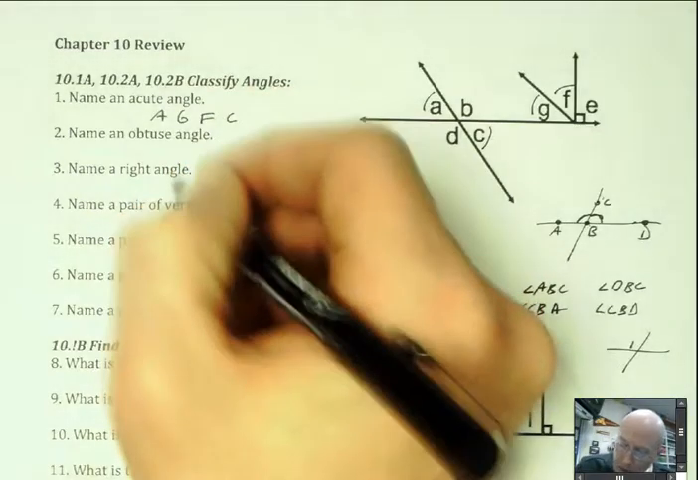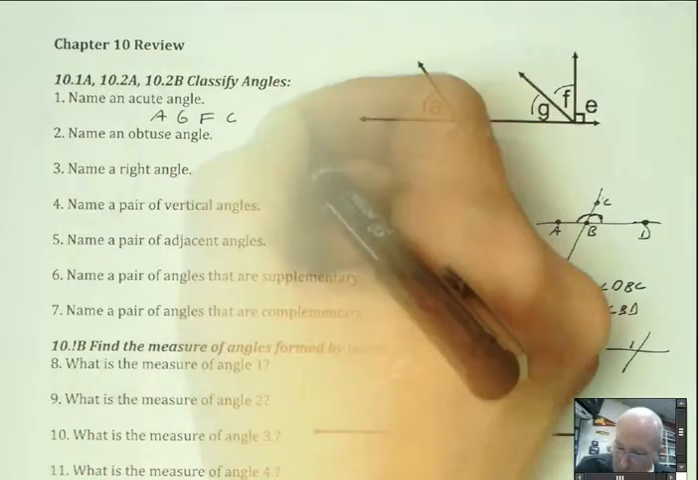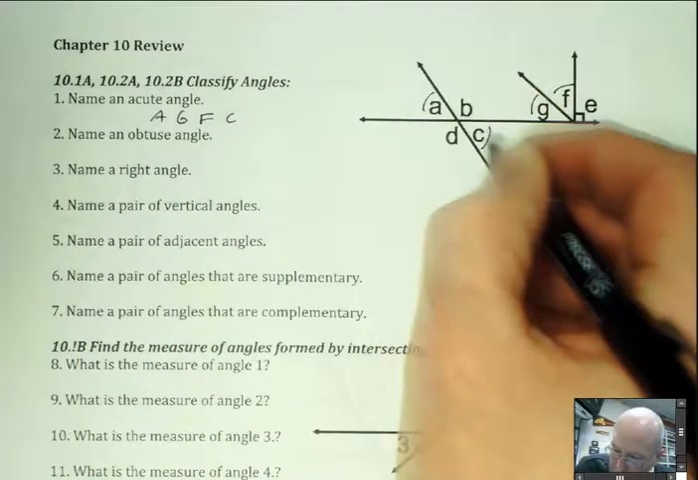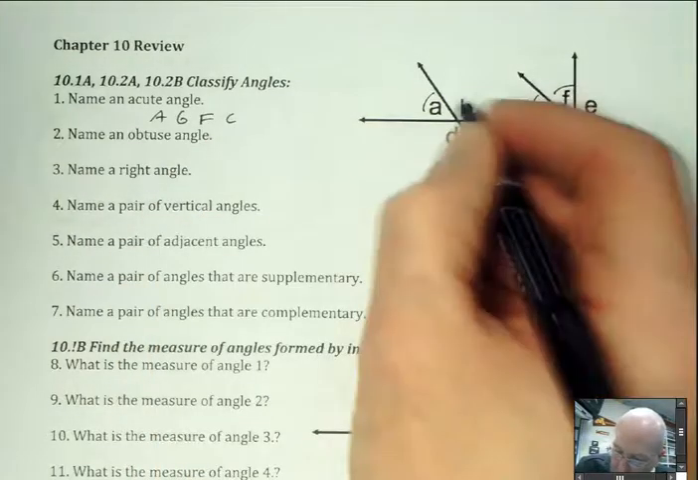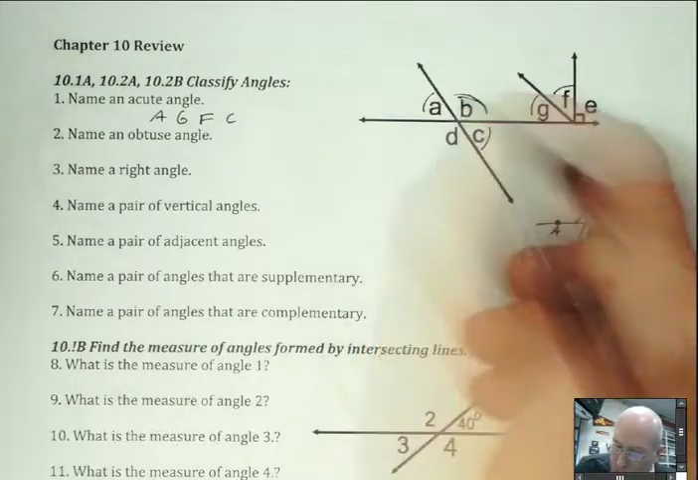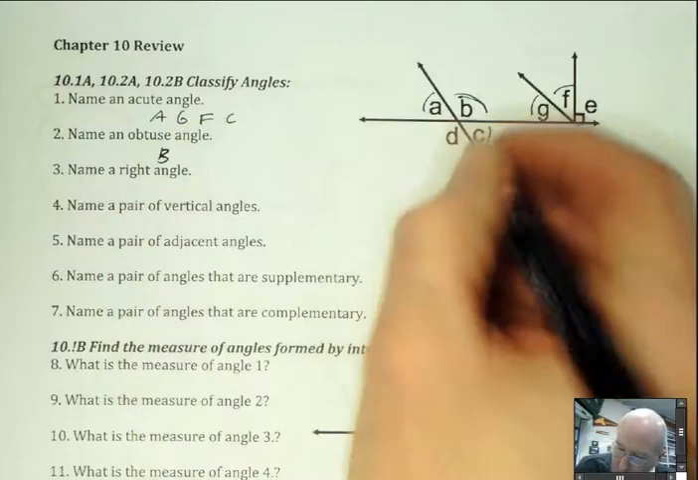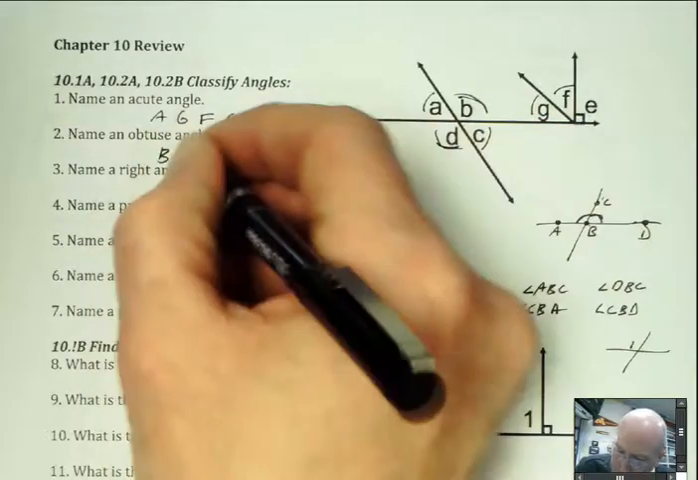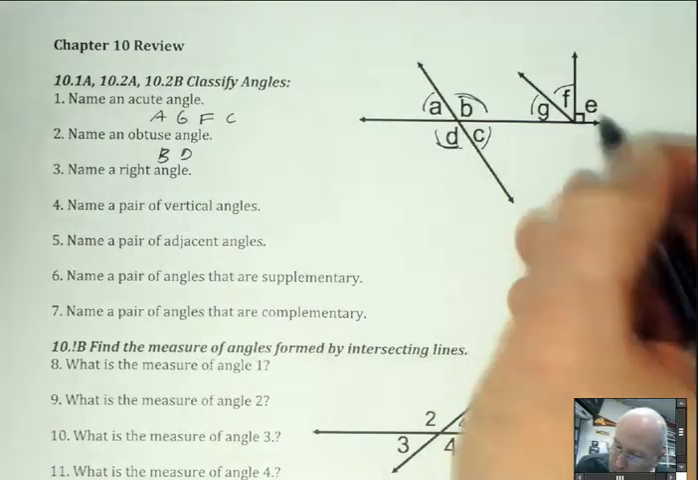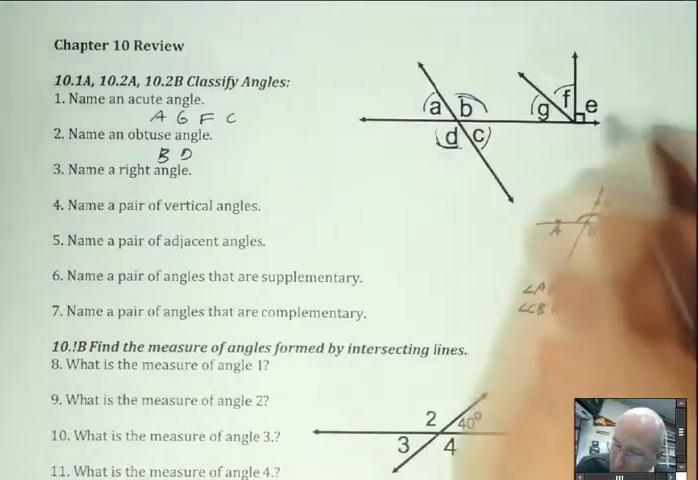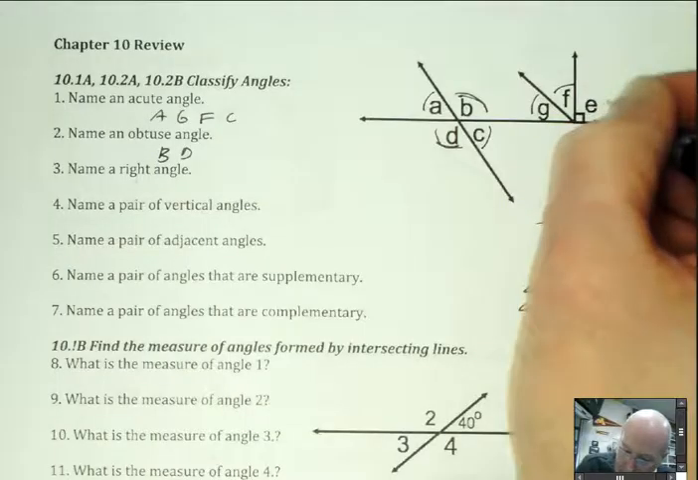Okay, and the next question, name an obtuse angle. Again, an acute angle is anything less than 90 degrees, and these are all less than 90 degrees. Okay, name an obtuse angle. Well, the obtuse angles are going to be these larger ones here. They're greater than 90. So angle B, of course, is obtuse, and then angle D is also obtuse. I think those are the only two, because this angle here would be a right angle, and that's the next question. Name the right angle. That would be angle E.